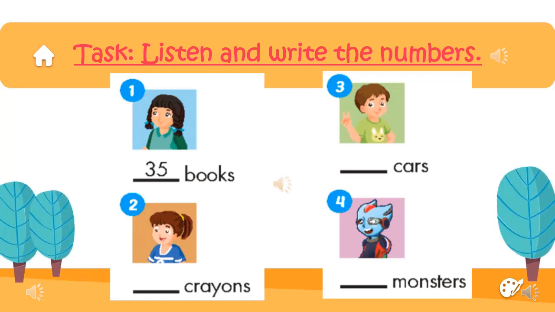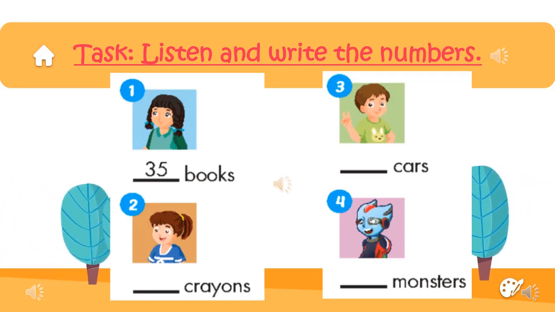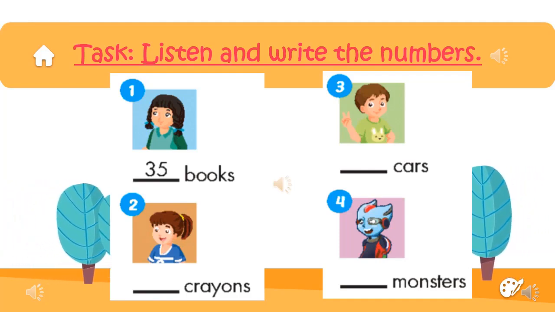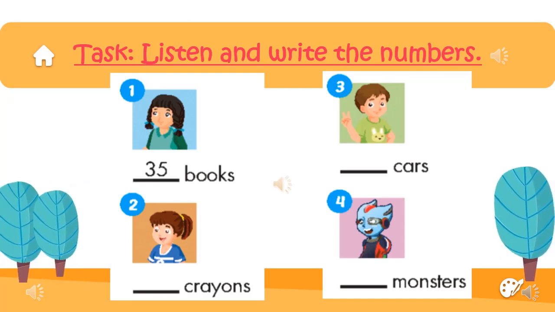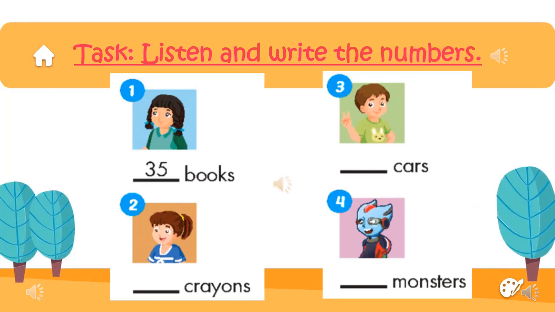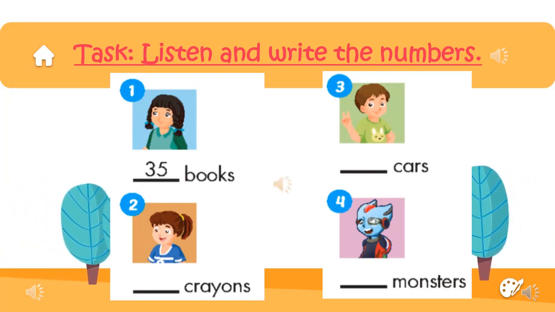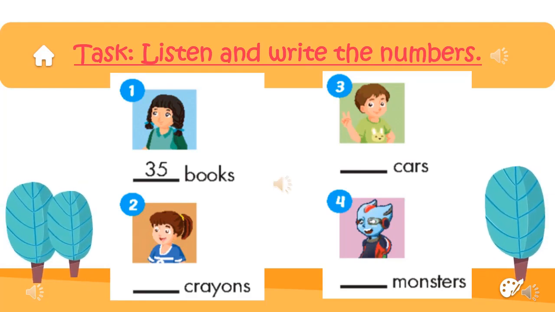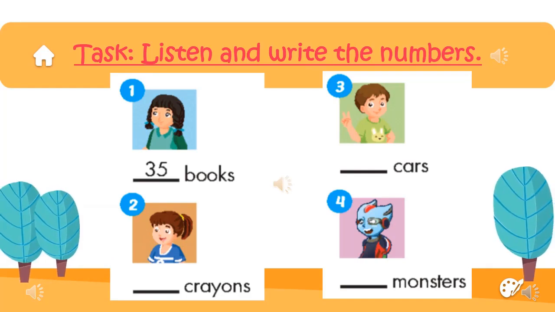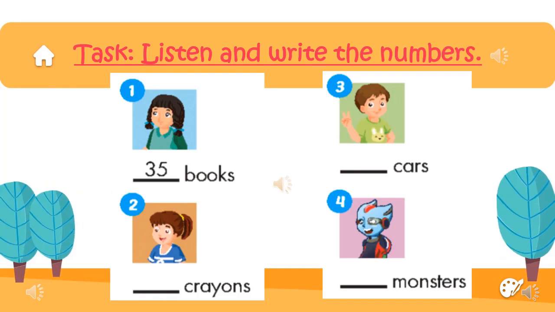B2. Listen and write the numbers. Look at the picture. Listen. There is one example. 1. Wow, Mai, you have a lot of books. How many books do you have? I have 35 books. Can you see the number? This is an example. Now, listen and write the numbers.